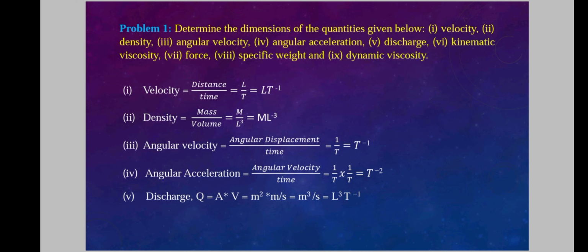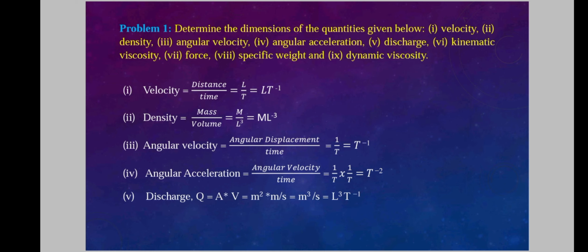Similarly, density is equal to mass by volume. So mass, the symbol is M. Volume, it will be L cube. So it will be M L power minus 3. And angular velocity, the formula is angular displacement by time, that is 1 by T. So T power minus 1.